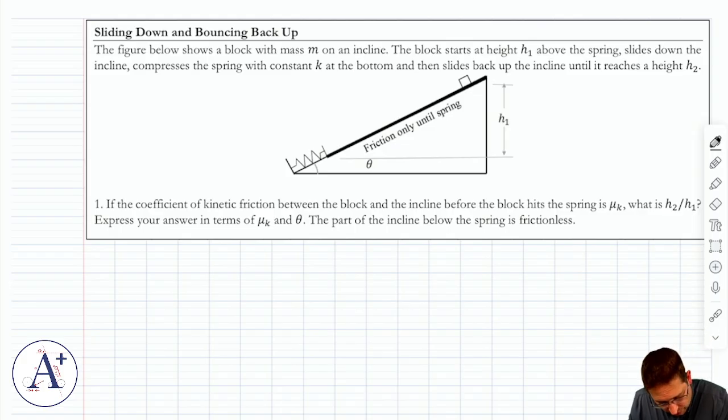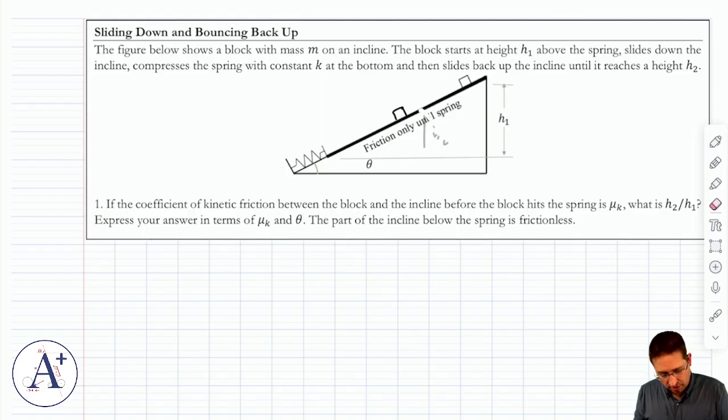And so if the block starts at a height h1 above the spring, slides down, compresses the spring, gets launched back up, not only will it lose energy due to friction on the way down, it will lose energy due to friction on the way up. And so, yes, it's going to go back up, but probably only up to here. Call that height h2. We want to find h2 over h1.